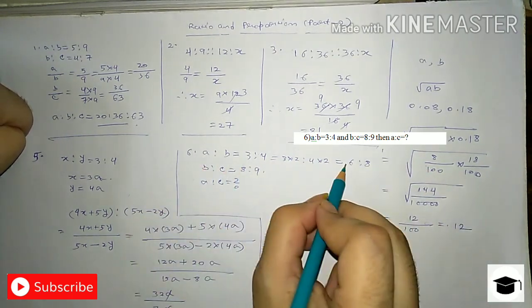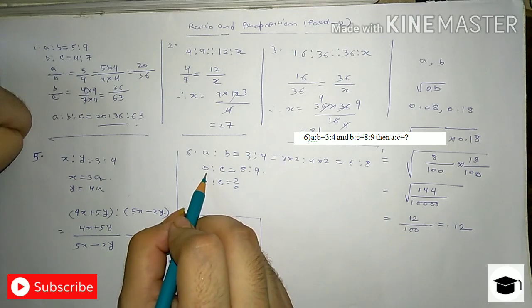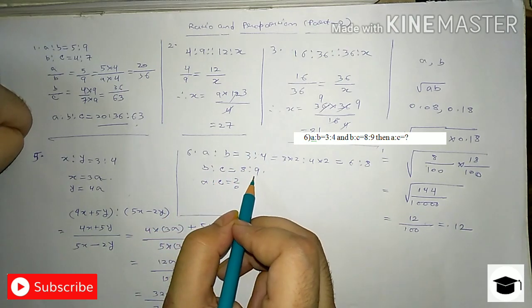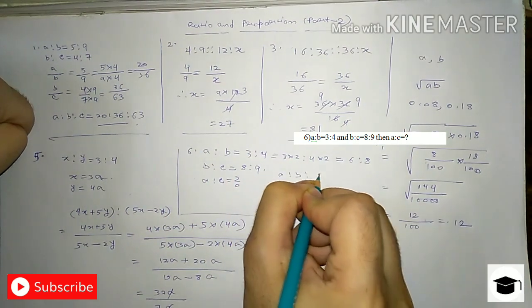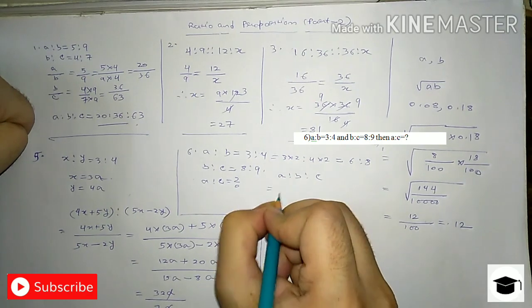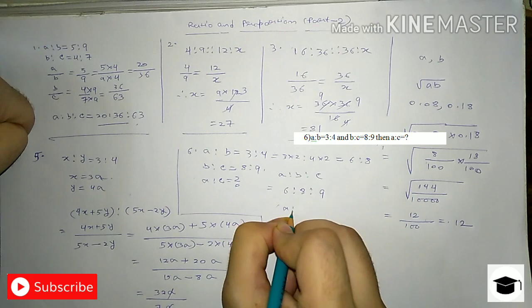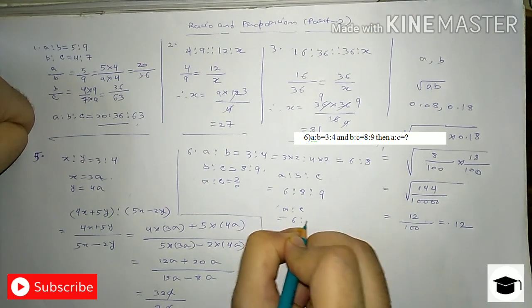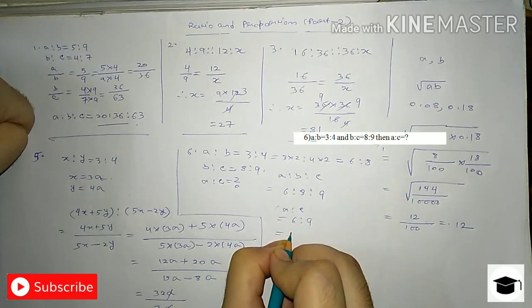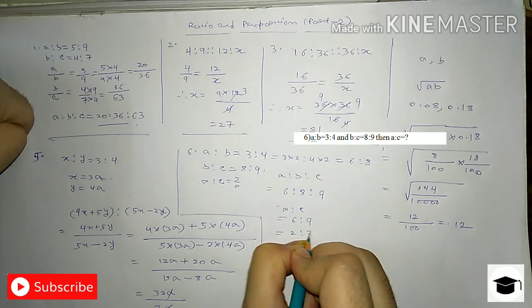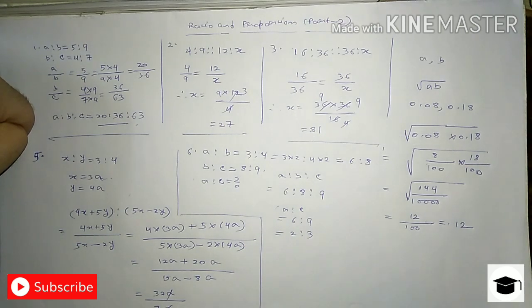So the value of A is to B equal to 6 is to 8 and B is to C equal to 8 is to 9. A is to B is to C equal to 6 is to 8 is to 9. Then the value of A is to C equal to 6 is to 9, that is 2 is to 3. That is the answer. Next question.